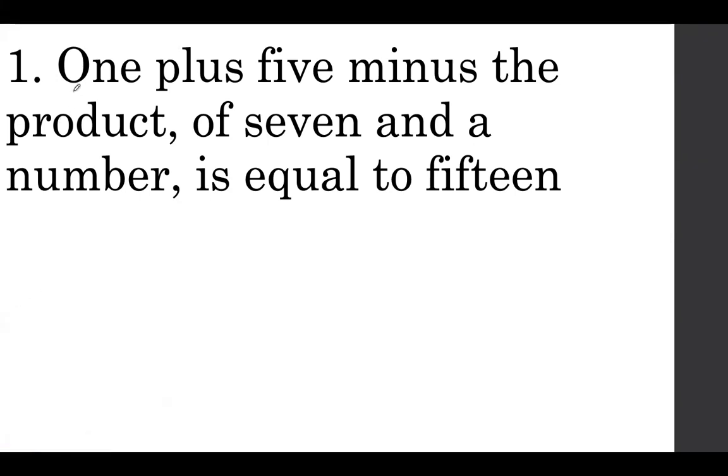So the first thing we have is 1 plus. So we have the number 1, and we are adding. Then we have 5, so the number 5, minus the product, comma, of 7 and a number, comma. Now, when you see the commas here, that typically means it's telling you what is working with the vocab word before it. So we have minus the product.